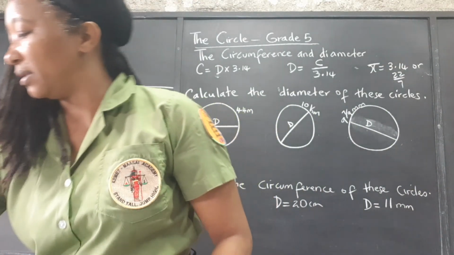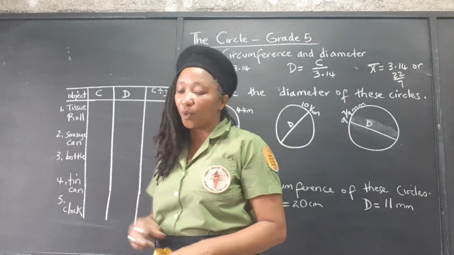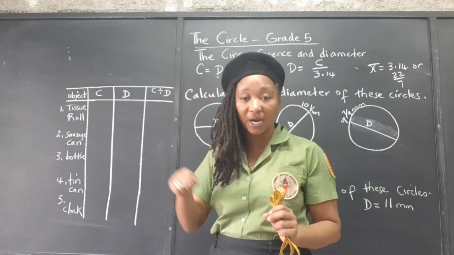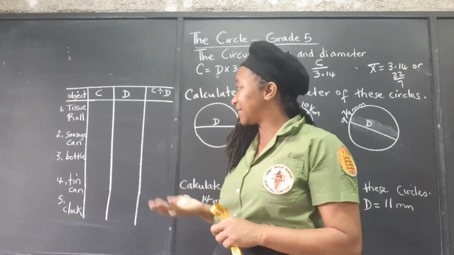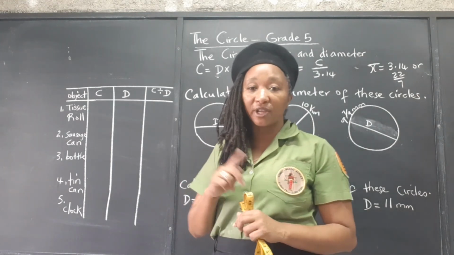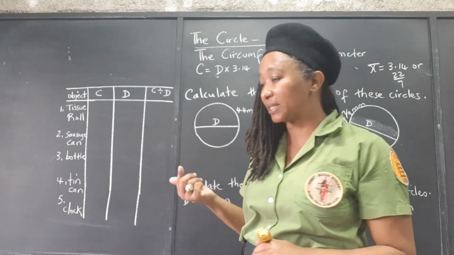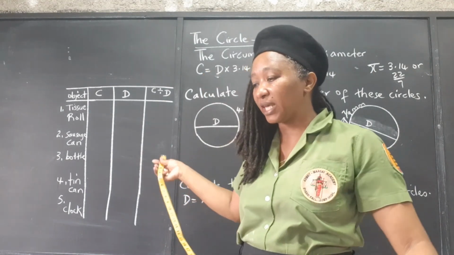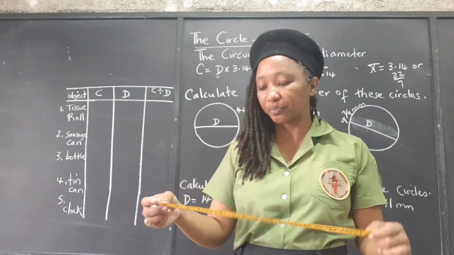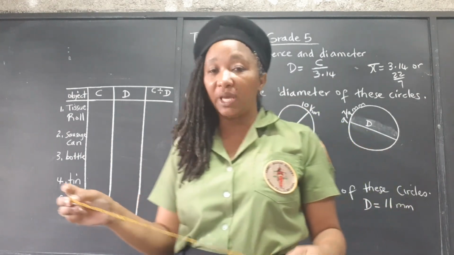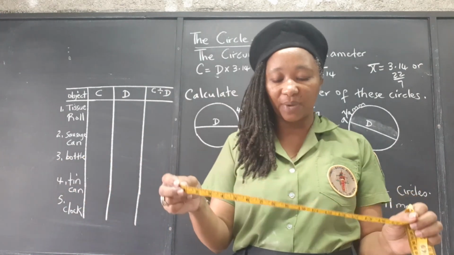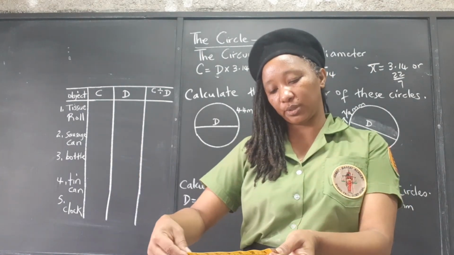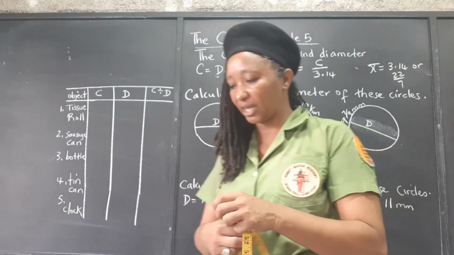I have a table to the left, and I'm going to be recording the measurements of a tissue roll, the circular part of the tissue roll, a sausage can, a bottle, the circular part of the bottle, a tin can, and a clock. So this is a circular clock. I'm using a measuring tape. Should I use the inch or the centimeter? I'm going to use the centimeter section.